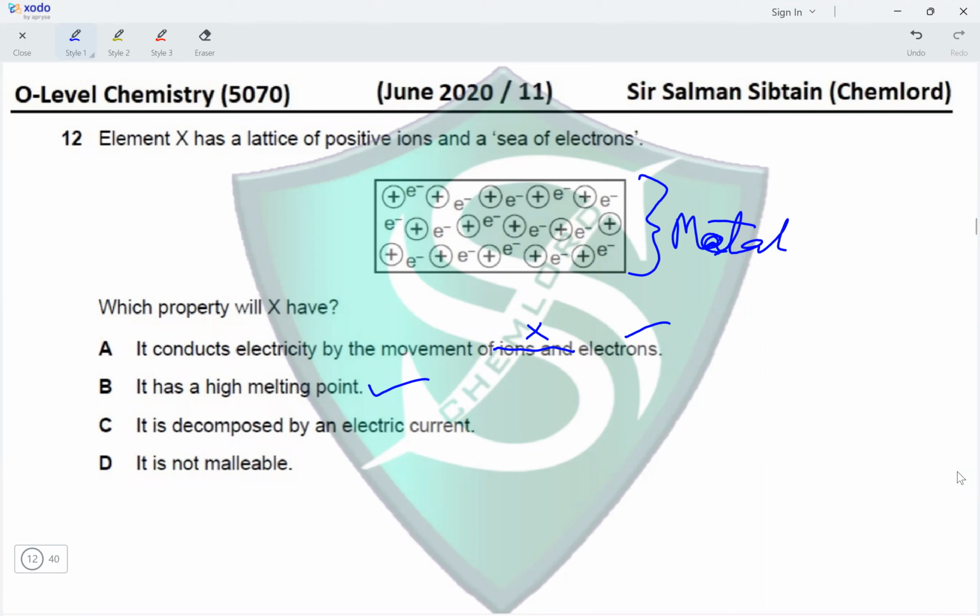It is decomposed by electric current. No, it will conduct the current. It will not get decomposed. It is not malleable. Metals are malleable elements. So the correct option for this question is option B.